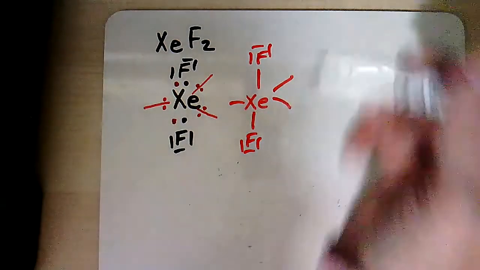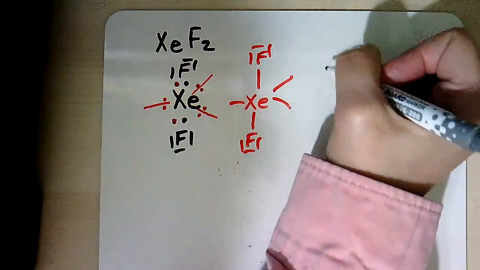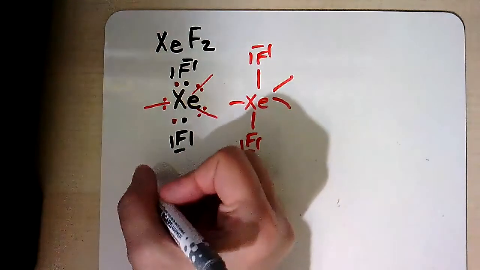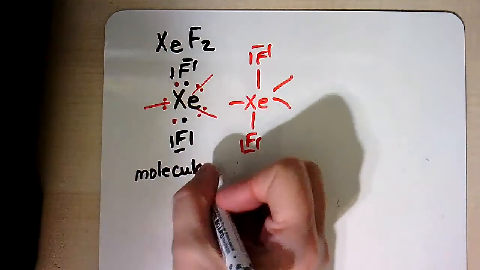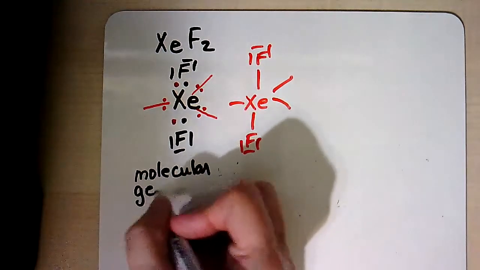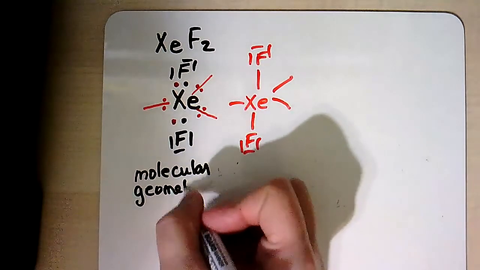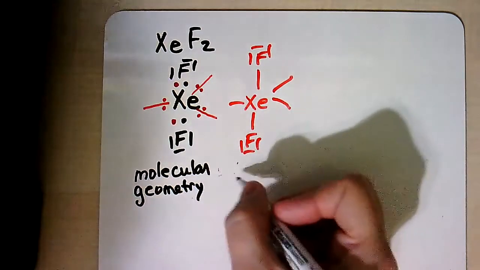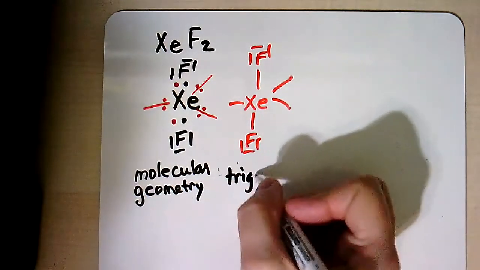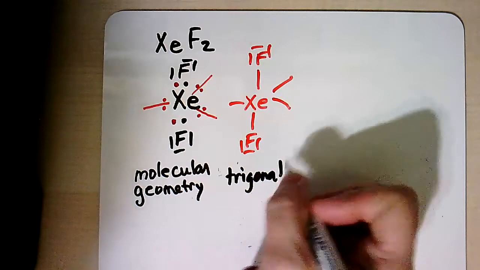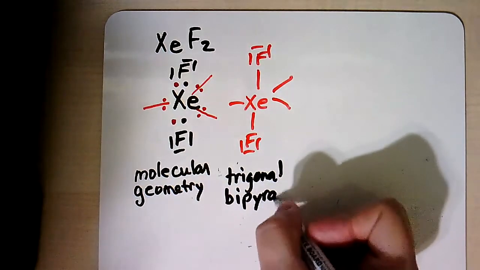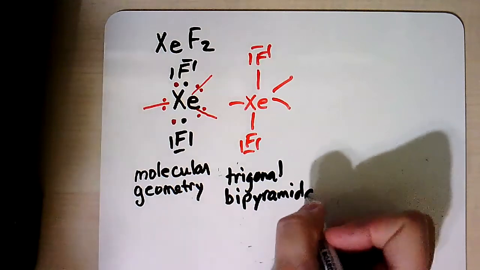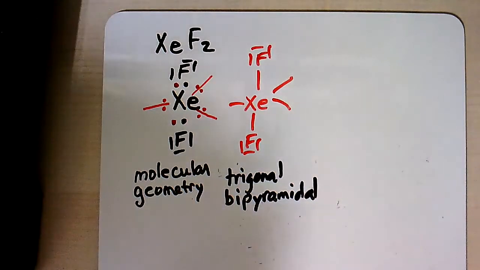So 5 electron domains means what geometry? What's that word? I'm waiting. Yep, trigonal bipyramidal. Yay, good. Okay, but what about the shape?